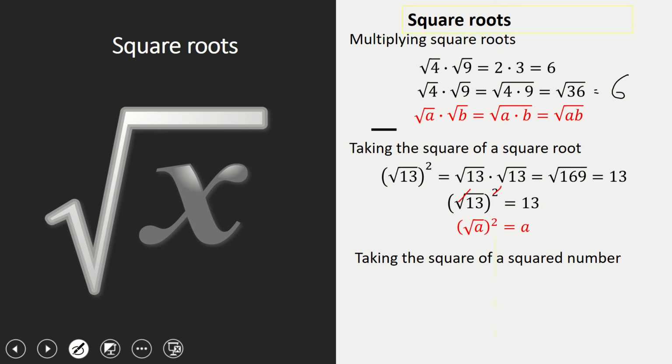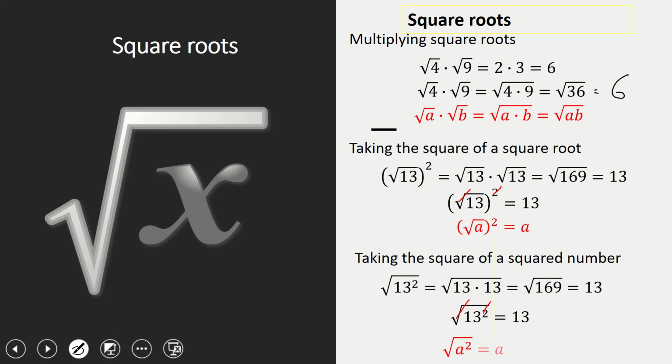When we take the square root of a squared number, so for instance 13 squared and then the square root of it, it is the same as the square root of 13 times 13, which was 169, which was 13 as well. So over here we have the same rule. It doesn't matter which order it is. The square root and the square, they cancel each other out, so we get 13. So please make sure that you write this rule in your notebook as well and you highlight it with a different color.